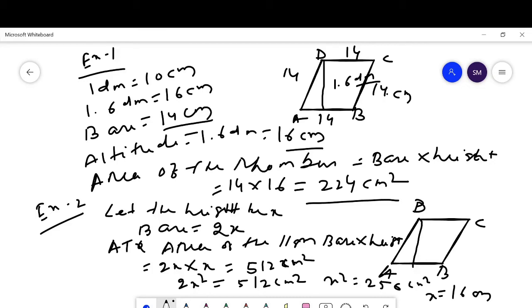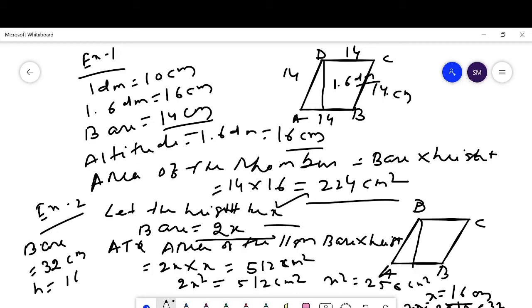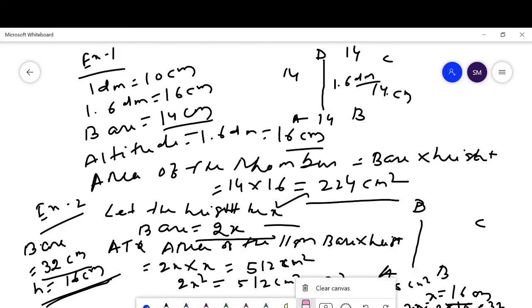This means the height x is 16 centimeter. Then the base is 2x, which is 2 into 16, that is 32 centimeter. Hence we get the base equal to 32 centimeter and the height equal to 16 centimeter of the parallelogram. Okay. Then let's do another example.